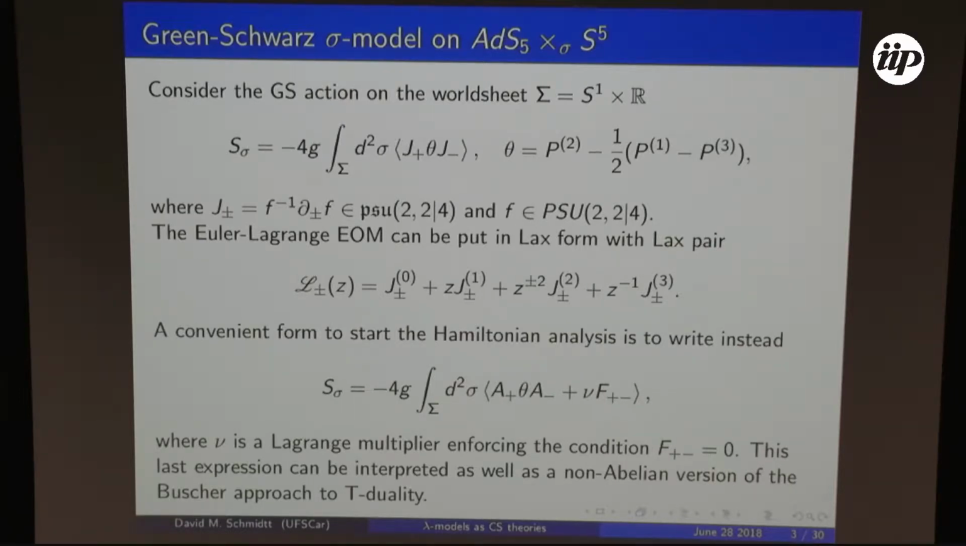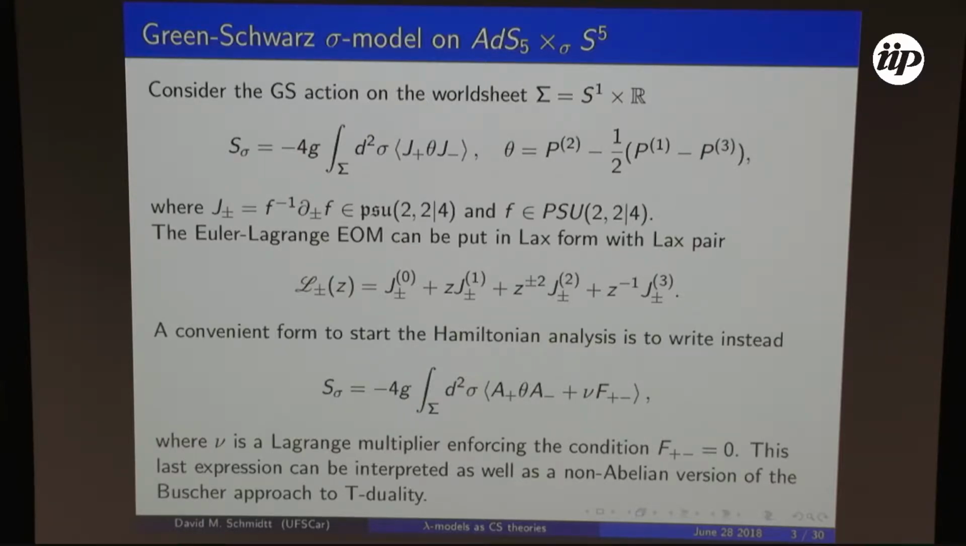The J's are flat currents written in terms of this group element F that belongs to the Lie supergroup, and theta denotes a combination of projectors along the Z4 decomposition of the Lie superalgebra PSU(2,2|4). So all this is well known. The Euler-Lagrange equation of motion of the Bena-Polchinski-Roiban Lax connection is this one. It is flat on shell, so we can reproduce the Euler-Lagrange equations of motion of the action.